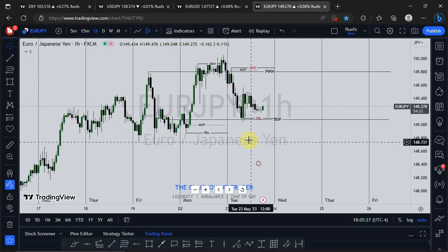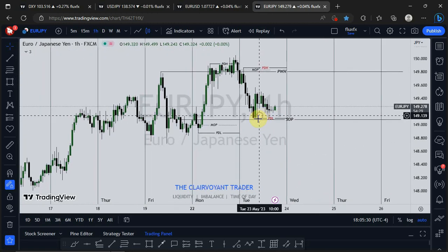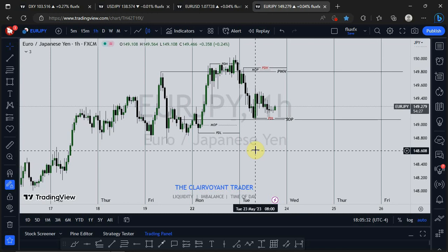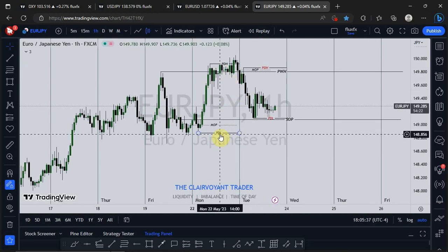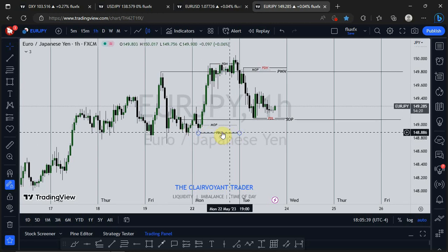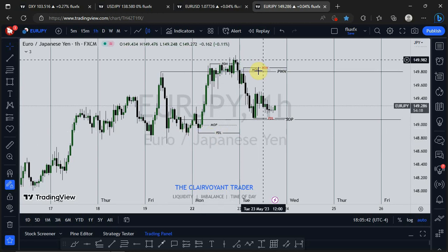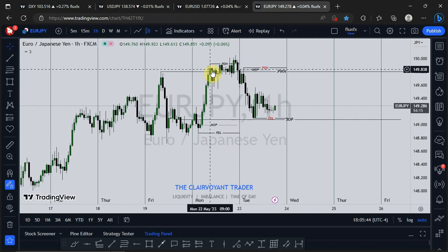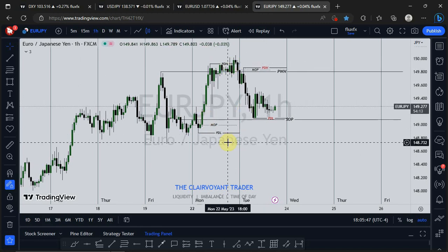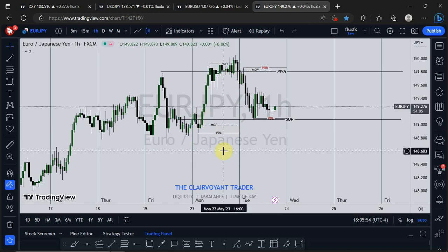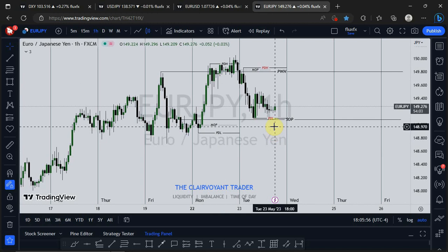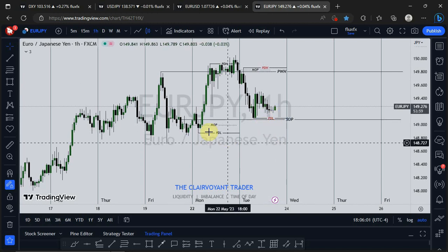Currently EURJPY is also trading within Monday's trading range. Monday we had the low here, high here. Tuesday we had high here, low here. So the current range EURJPY is trading in is within Monday's trading range, and in situations like this, I just wait for price to either get out of Tuesday's range or Monday's range.